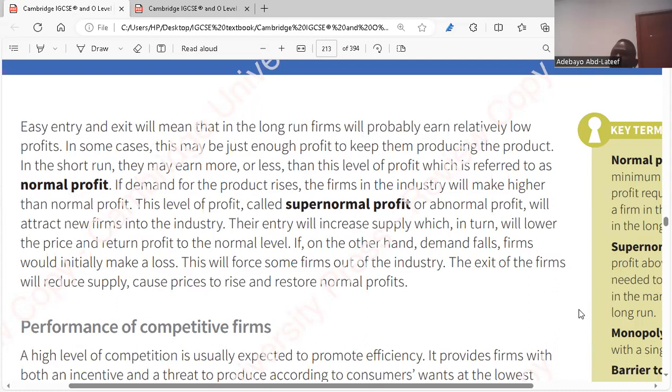Yeah, thank you. So as a result of that, what happens to your revenue? Revenue will fall. Yeah. And if revenue is falling, profit will also fall. Yes. So that's why in a competitive market, in the long run, profits will fall. Is it clear? Yes.